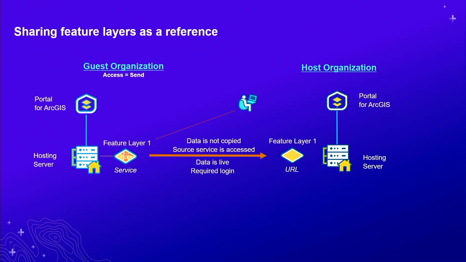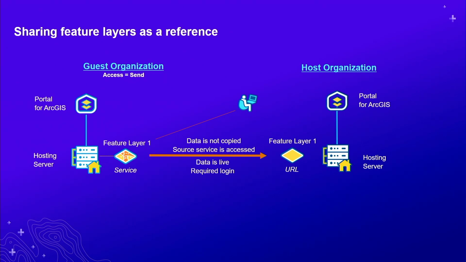In this scenario, the guest organization is sharing feature layers as a reference. So the guest organization is again on the left-hand side and has send access to the collaboration workspace. They've joined a group to the collaboration workspace and they've shared feature layer 1 to that group.